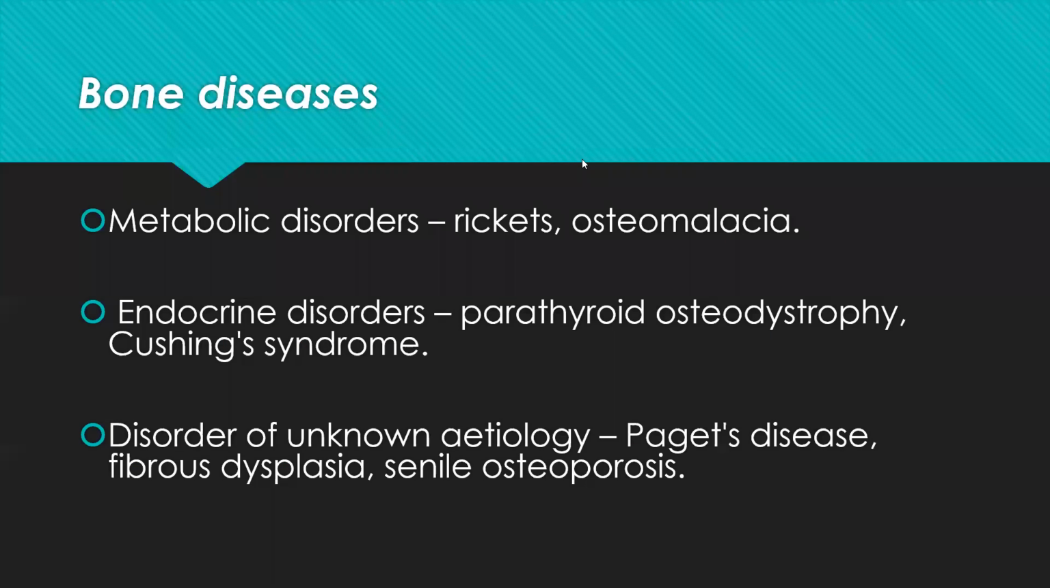Other bone diseases can also cause deformities. Metabolic bone diseases like rickets, we all know the rickety rosary and the knock knees, and osteomalacia we know. Endocrine disorders can cause secondary osteoporosis and bone deformities. Other conditions like Paget's disease can also cause bony deformities.